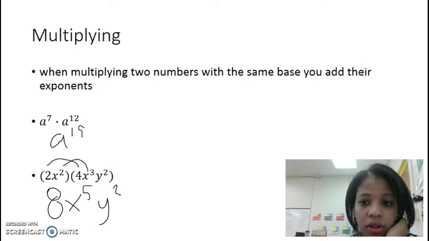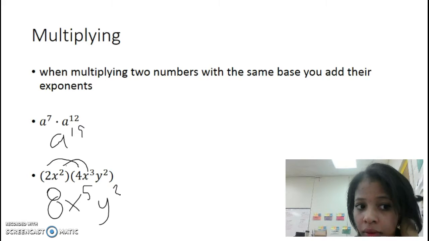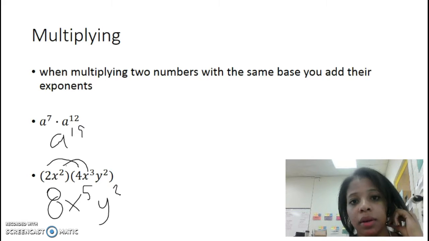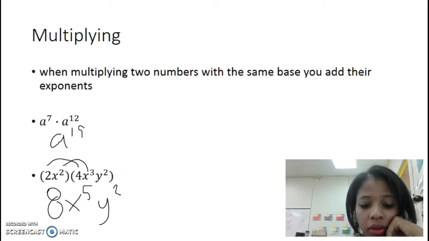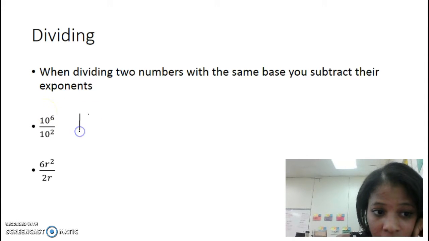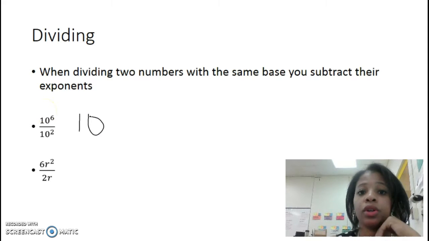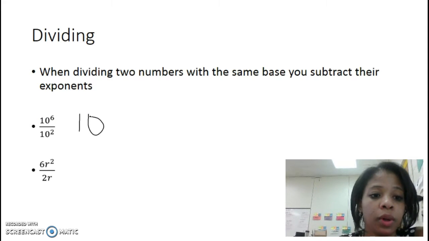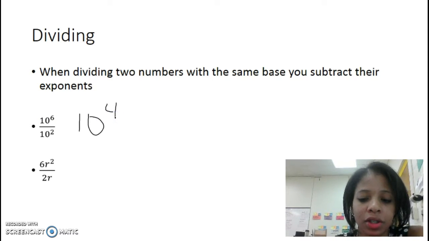Alright, so these are somewhat simple examples. They correlate with the examples on your worksheet. So that's multiplying. When we look at dividing two numbers with the same base, you're going to subtract their exponents. You always subtract, so you would put the top first and then minus the bottom. So it would be 6 minus 2. So I'm going to keep my base of 10, then I'm subtracting my exponent, so 6 minus 2 will give me 4.